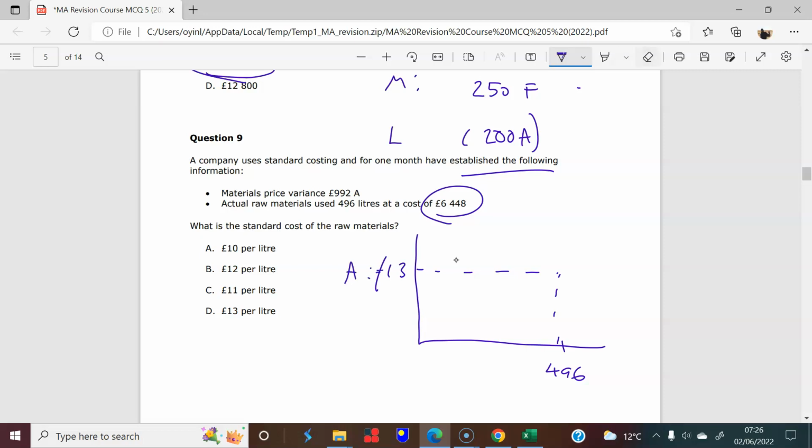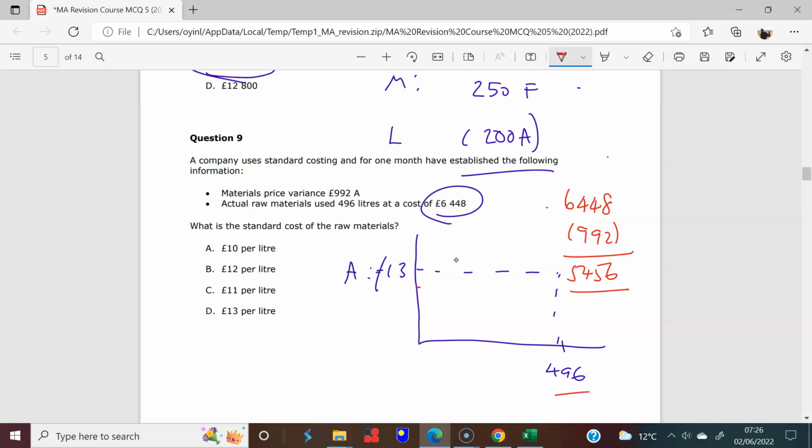Now I'm just going to change my pen color. Now the question tells us clearly what you should have spent. It's because this is a material price variance. So you've spent more than you should have by 992. So in effect, if you spent 6,448, you should have spent, I'll just take off the 992, 6,448 minus 992, which is 5,456. You should have spent 5,456 on these 496 liters, right?